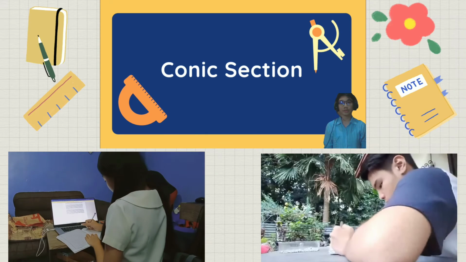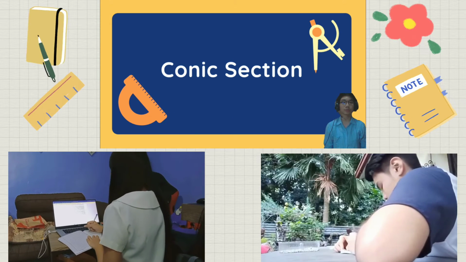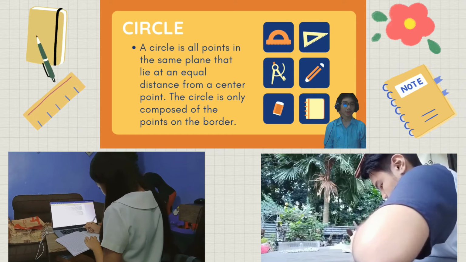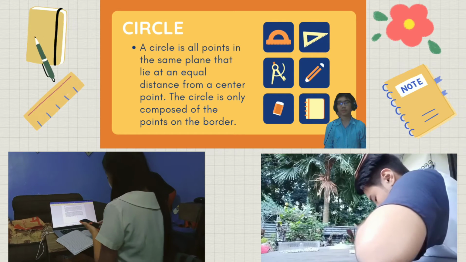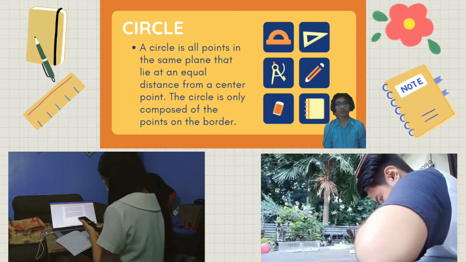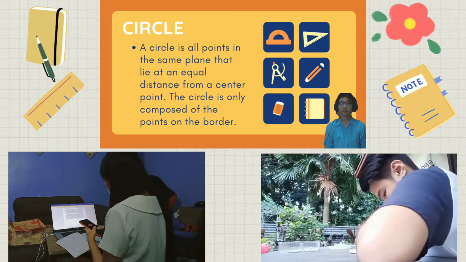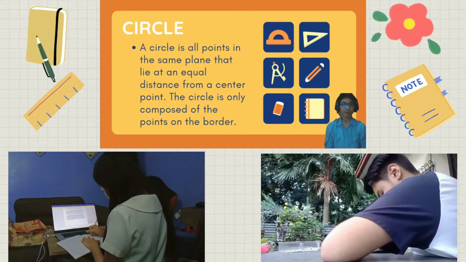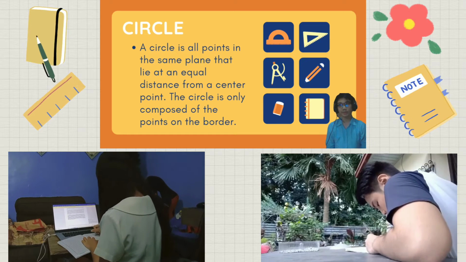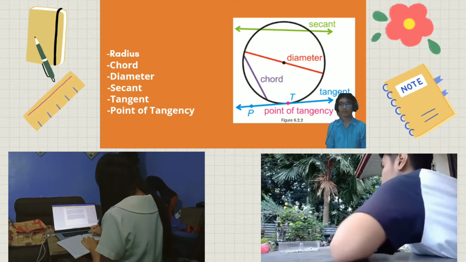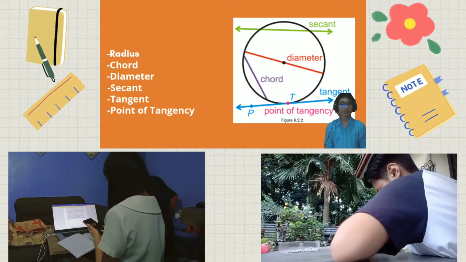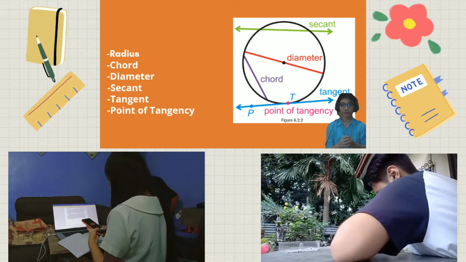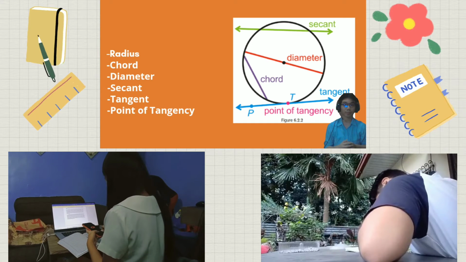You guys still don't understand the circle conic section, so I'll explain it for you. A circle is all the points in the same plane that lie at an equal distance from a center point. The circle is only composed of the points on the border. So there are many parts in the circle. One is the radius. It is the distance from the center of the circle to its outer rim.